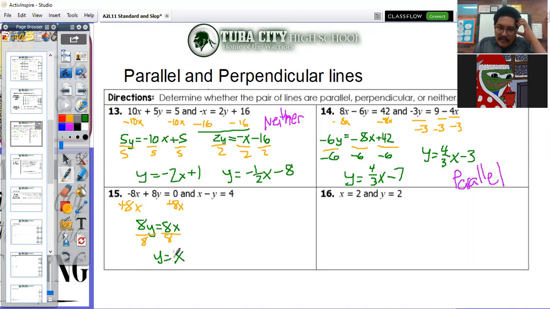Now in this case, my slope is just 1. It's just 1, my slope is just 1. So even though there's no number in there, it still has a slope. It's up 1 over 1.